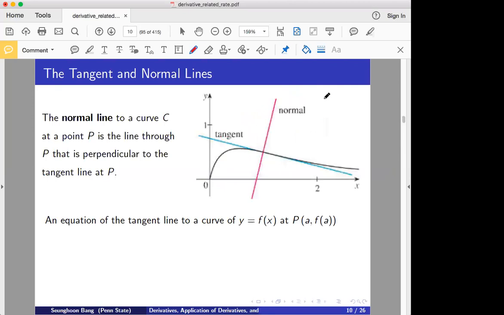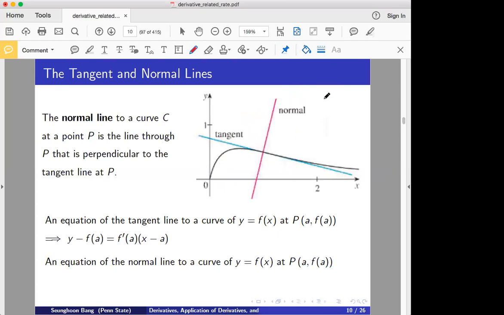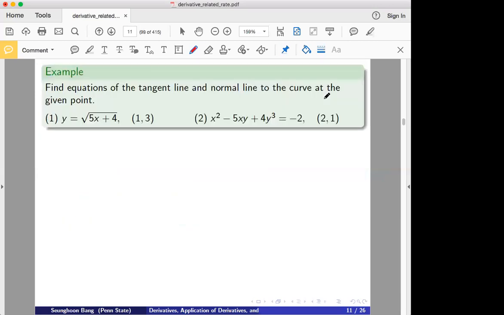What's the equation of a tangent line? To memorize: y minus f of a equals f prime of a times x minus a. What's the equation of the normal line? It's y minus f of a equals minus 1 over f prime of a times x minus a. This is the equation of the normal line. So we have this one, and we can try to solve this problem.